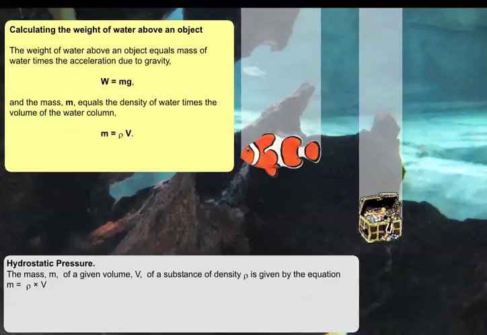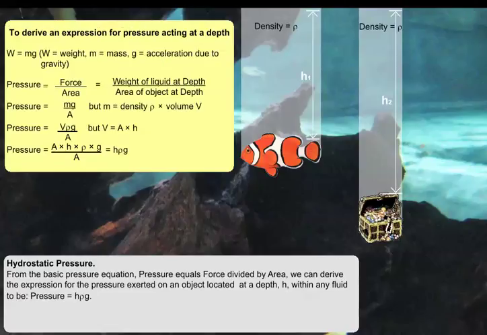The volume of the column of water is the horizontal area of the object times the height of the water lying above the object. Having calculated the volume of the water column, we multiply that volume by the density of water to give us the mass of the water column. We then multiply this mass by the acceleration due to gravity to get the weight of the water column. The weight of the water column is the force acting downwards on the object. So if we divide the weight of the column by the horizontal area of the object, we obtain the pressure exerted by the water column on that object.